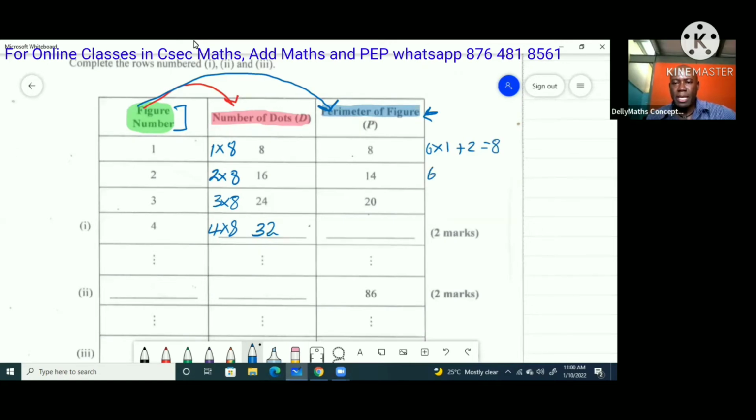I'm seeing 6 times 2, that is 12. I'm adding 2, that's 14. I'm seeing 6 times 3, and I'm adding 2, that's going to give me 20. So basically, we're multiplying by 6 and adding 2 to move from column 1 to column 3.